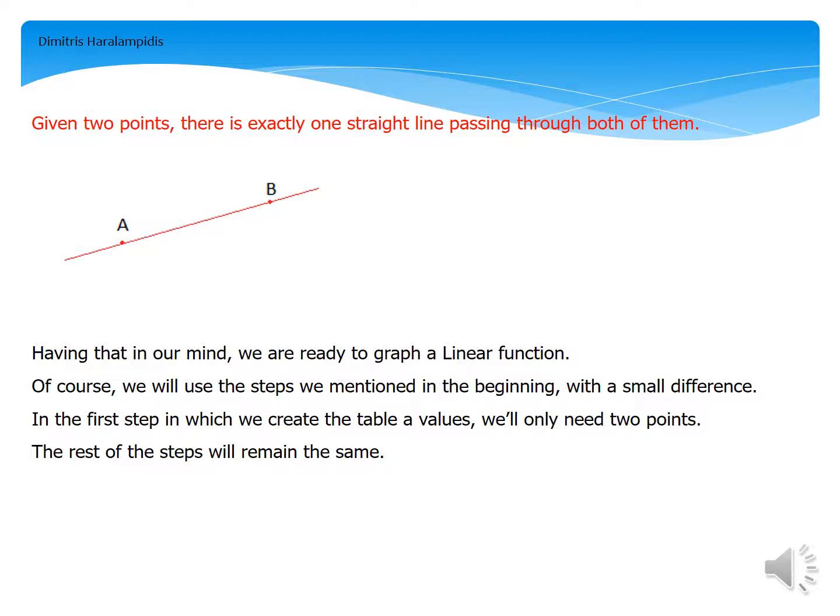But given 2 points, there is exactly one straight line passing through both of them. Having that in our mind, we are ready to graph a linear function. Of course, we will use the steps we mentioned in the beginning with a small difference. In the first step, in which we create the table of values, we'll only need 2 points. The rest of the steps will remain the same.